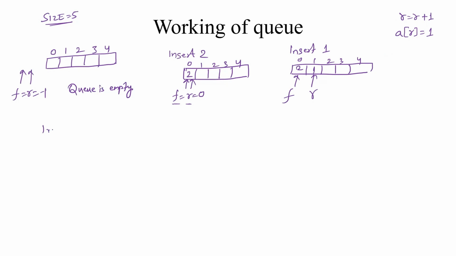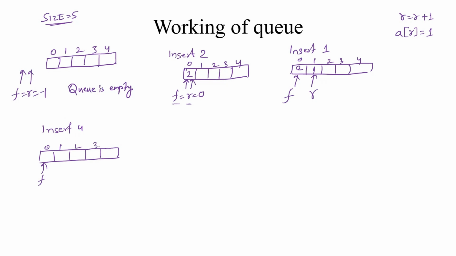Now, let's suppose I want to insert one more element here. If I insert one more element, obviously it will come after 1. Means we have to increase the value of rear. The front will remain here only.